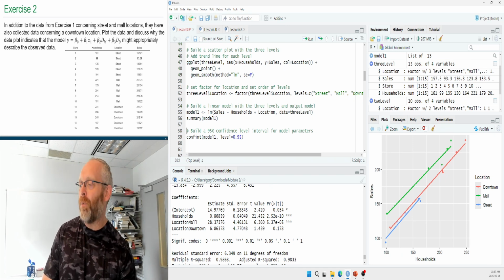Location mall: 28.37376. So that is our estimate for beta 2. And this is our estimate for beta 3, which is 6.68378. If I look at my graph, that first line at the very bottom, my blue line, is my reference point, my starting at level A. Notice going from blue to red, where red is downtown, this jump between the two is my beta 3, because it's representing going from level 1 to level 3. So it's a very small jump, that's my 6.86.